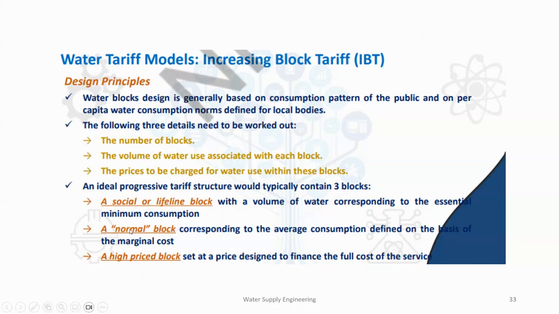Then we have the normal block, where it is average consumption based on marginal cost. So it will be higher than the essential consumption, but still it is an average consumption. Then we have the third block, that is a high-priced block. That is, it is designed to finance the full cost of service. So it is like unwanted consumption or very high consumption kind of category.